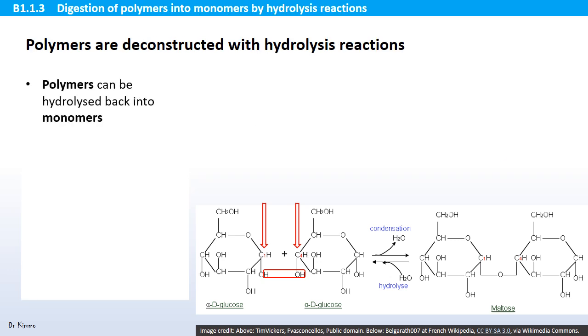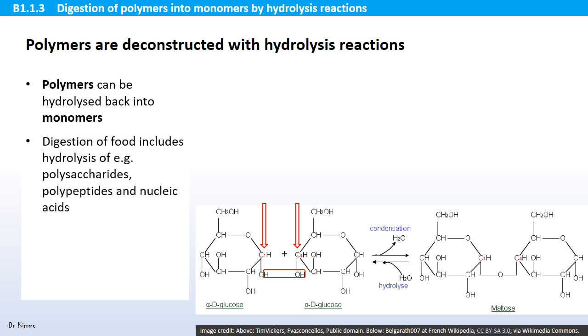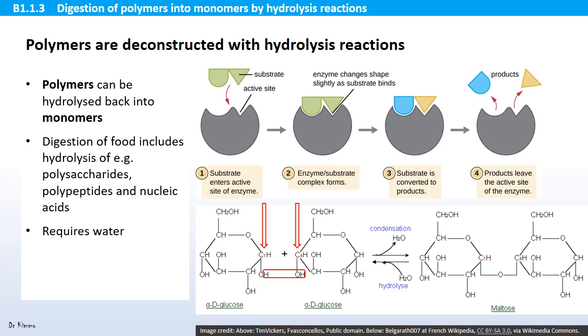Polymers can be hydrolyzed back into monomers. Digestion of food includes hydrolysis of, for example, polysaccharides, polypeptides, and nucleic acids. Hydrolysis requires water. And as is the case with all metabolic reactions, hydrolysis is catalyzed by enzymes. For example, your digestive system contains some enzymes which hydrolyze polysaccharides, others that hydrolyze polypeptides, and so on.